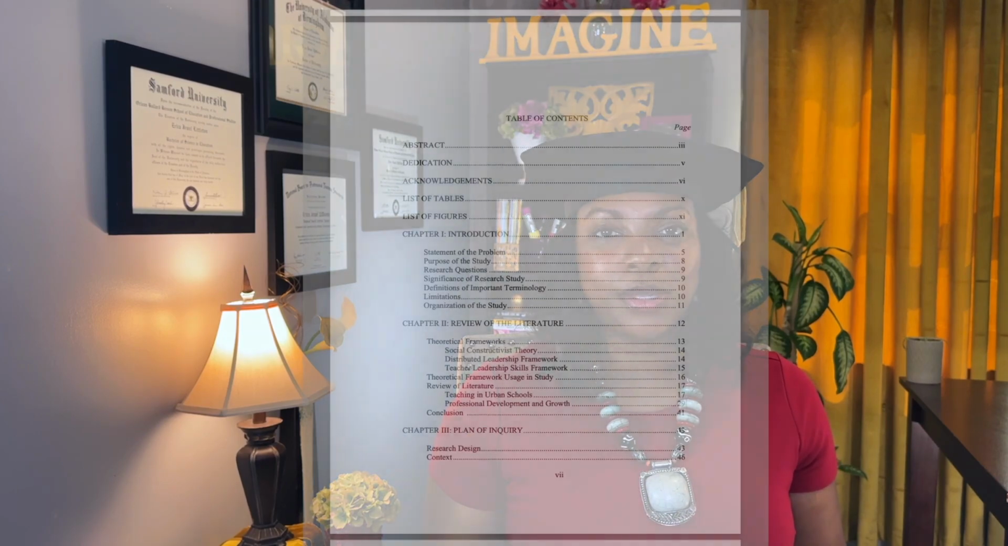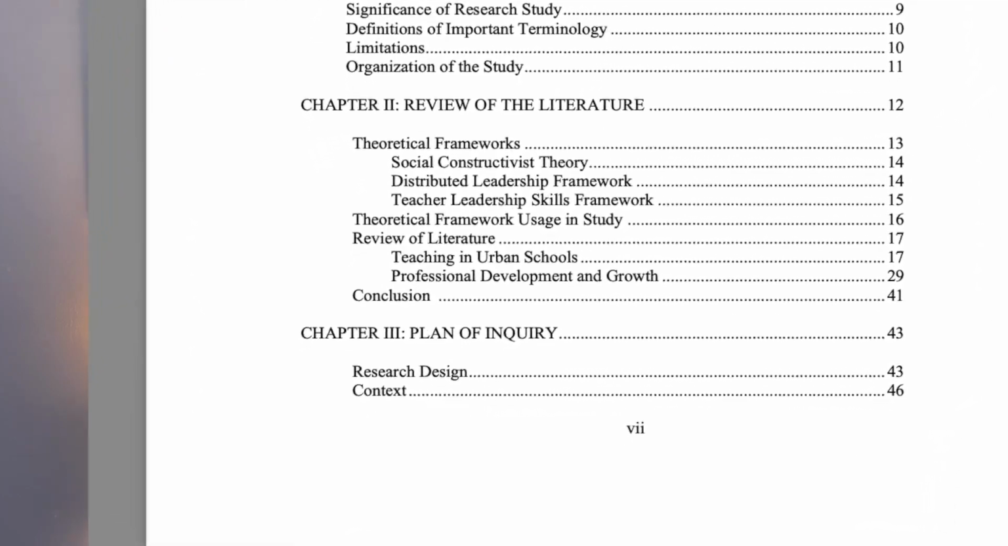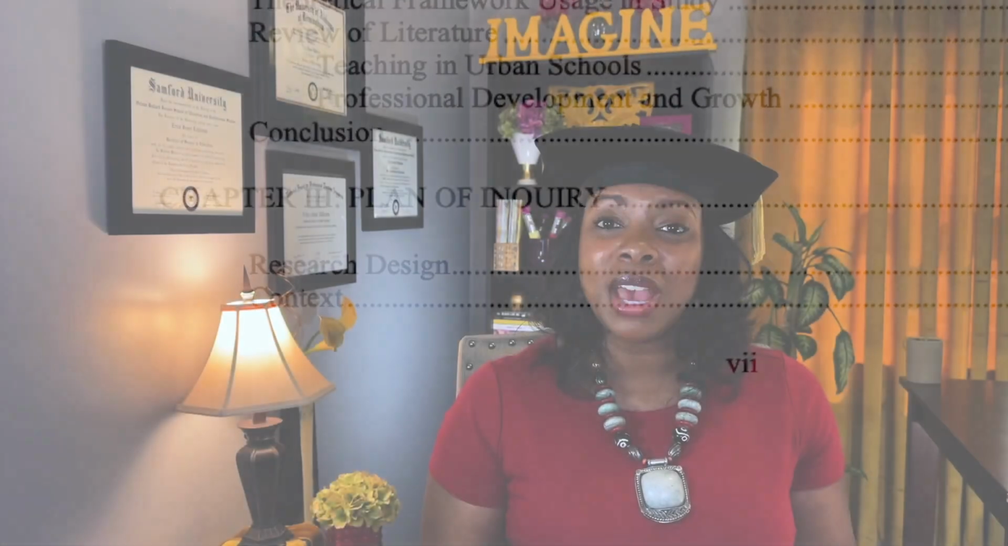Once I expounded on the literature that I felt was necessary to make my study substantial, I ended Chapter 2 with its own conclusion. Chapter 3 in my dissertation is labeled Plan of Inquiry. In other dissertations, it may be referred to as the Methodology chapter or the Research Designs and Methods chapter. Talk to your advisor or your committee chair to determine what is the proper title for Chapter 3.